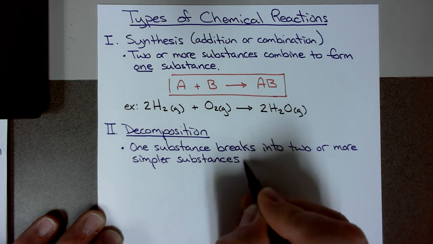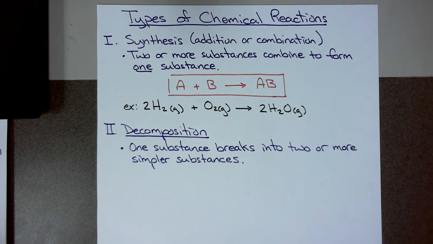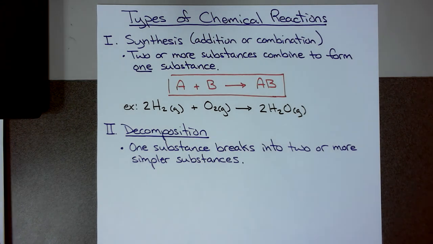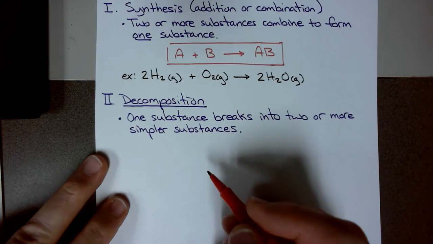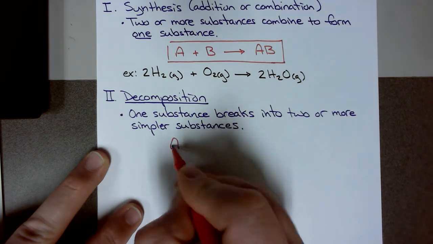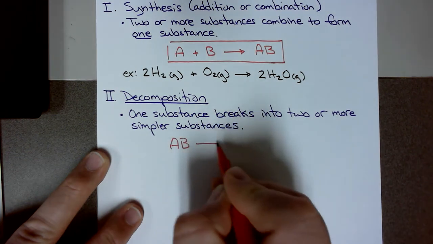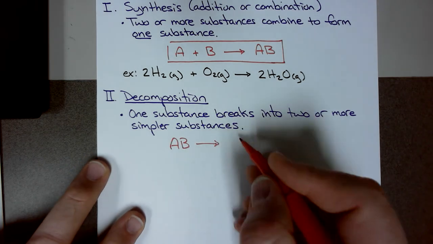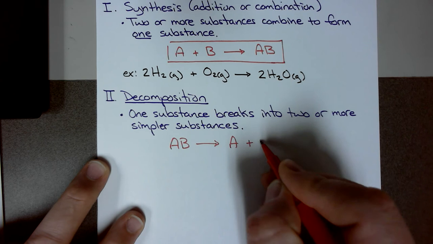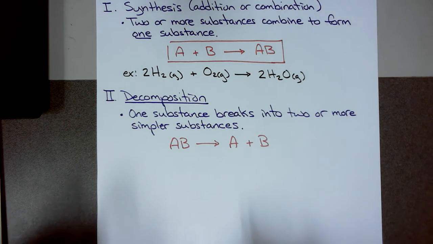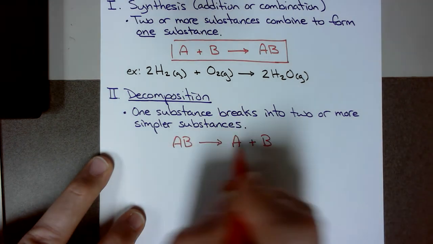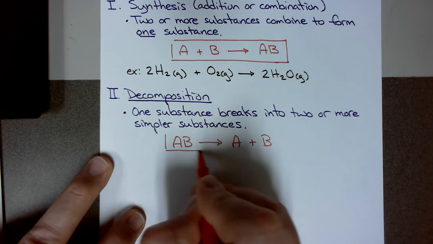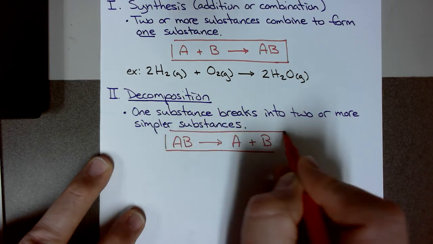So let me give you an example. But let's look at the general form first. So the general form of a decomposition would be substance AB breaks apart, and it could be ABC breaking apart, but a single substance breaks apart into A plus B, 2 or more substances. So 1 goes to 2 or more. So this is the general form for this.